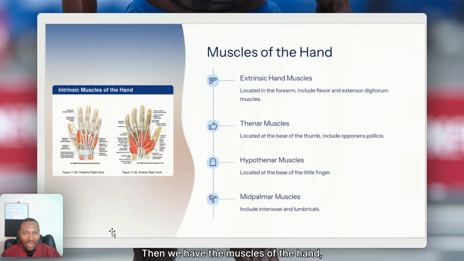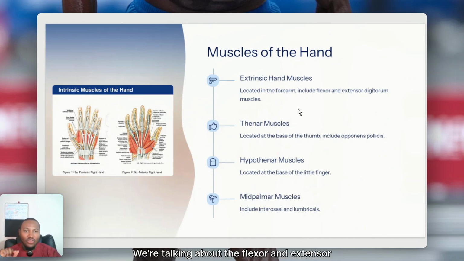Then we have the muscles of the hand. All right? We have the extrinsic hand muscles, we have the thenar muscles, we have the hypothenar muscles, we have the mid-palmar muscles. All right? You have to know where these muscles belong, and you have to know the examples of each of them.